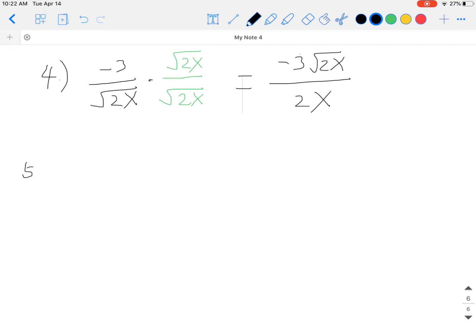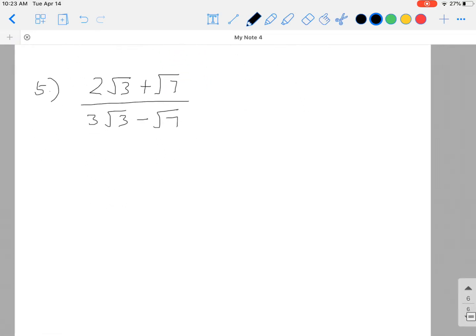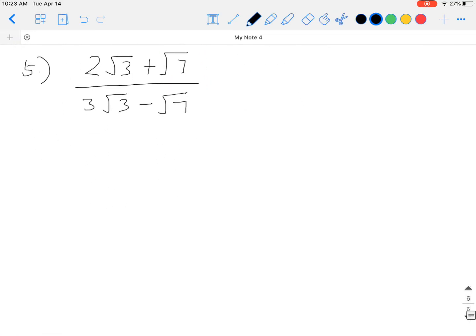Okay, I want to do something a little bit different. For example 5: 2 radical 3 plus radical 7, over 3 radical 3 minus radical 7. For a question like this, you may wonder how we can get rid of the radical in our denominator. By multiplying by radical 3 or by radical 7? Seems like either way it's not going to work.